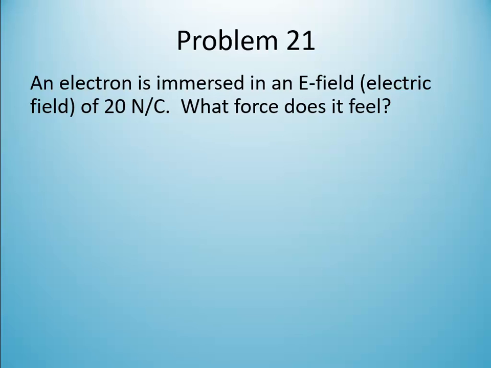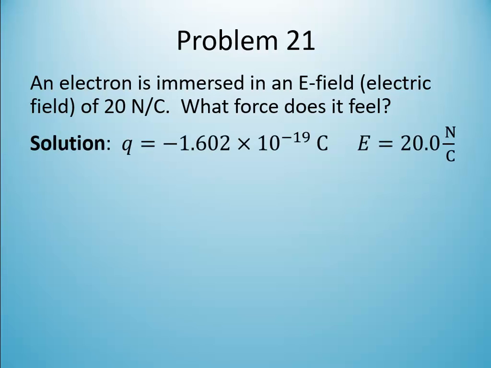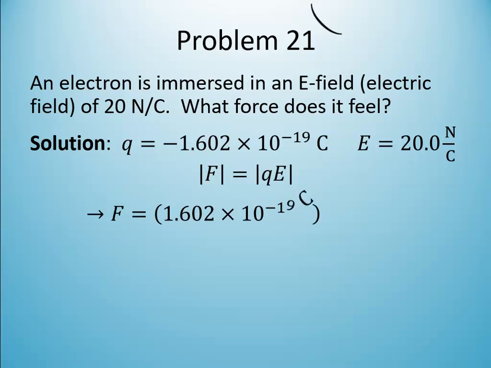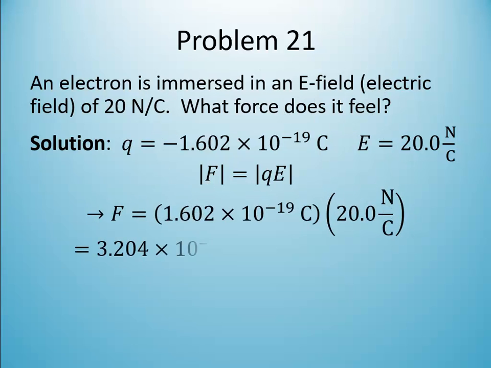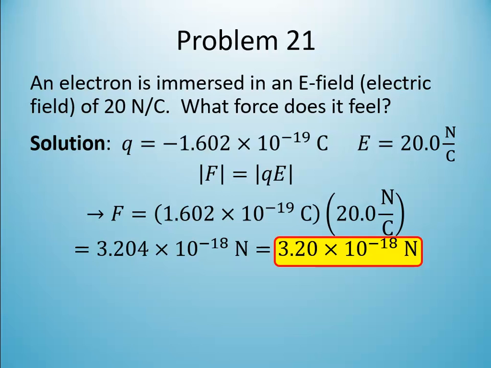Now in problem number 21, an electron is immersed in an electric field of 20 newtons per Coulomb. What force will it feel? So, a relatively weak electric field as electric fields go to some extent. Notice the charge on the electron is negative, but looking at the force, first we'll just calculate the magnitude of it, so I put absolute value bars around everything. Plugging in the numbers, we get a force of 3.2 times 10 to the minus 18 newtons.